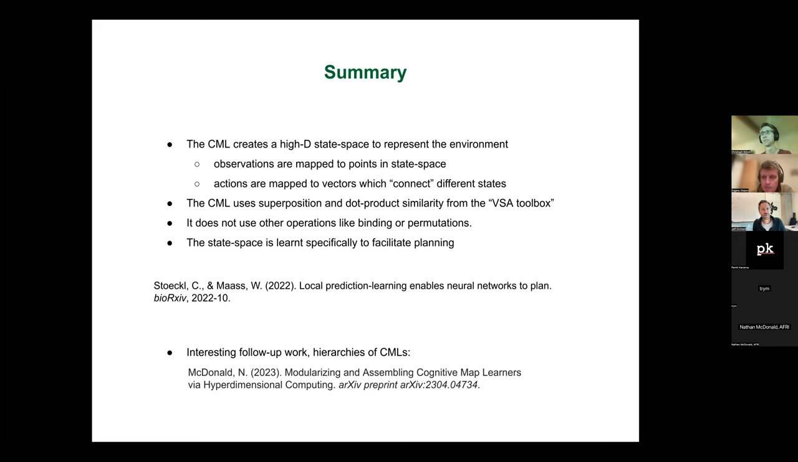Hi, thank you. Can you enlighten us which type of VSA you used? So I think the CML is more of a neural network which uses VSA-like components. I wouldn't really think of it as a VSA per se, but it really has some of these properties, where it uses the superposition principle between high-dimensional vectors to create the state space and use it for planning, and then uses the dot product in this high-dimensional space for the action selection process during planning. Okay, I see. Thank you.